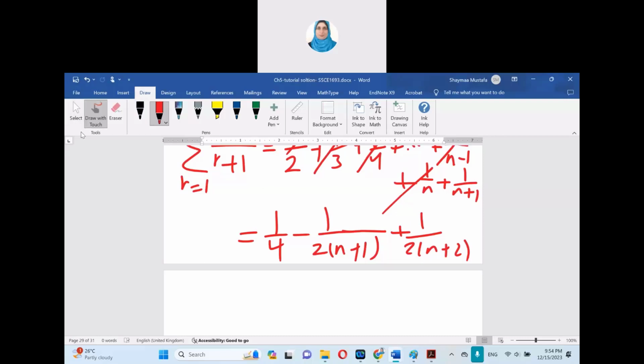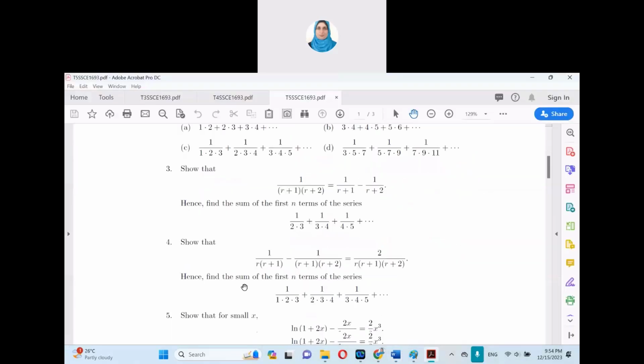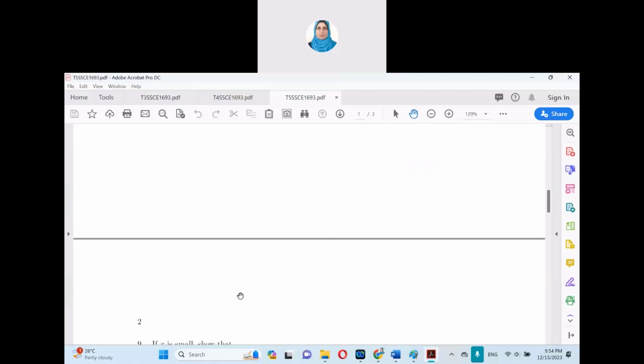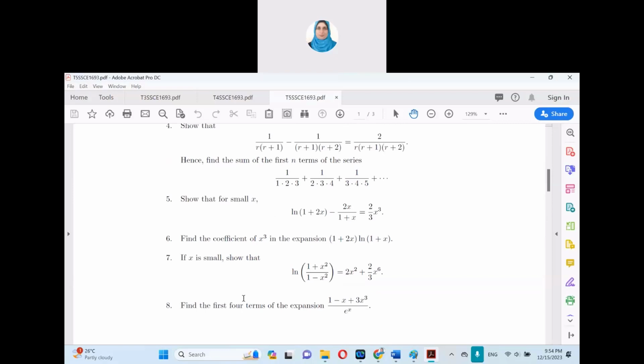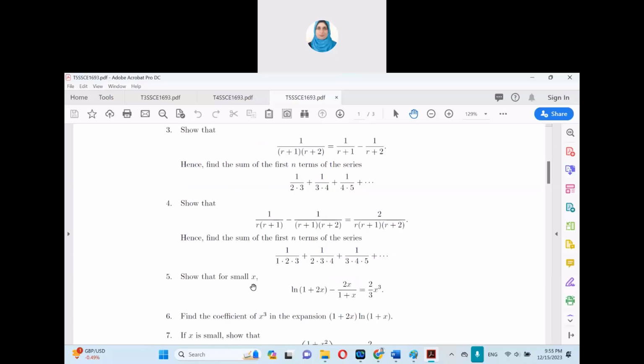Okay. Question 9. If x is small, before question 9 we have 5 and 7. Yes, we have 5 and 7. Question 5: show that for small x, the expression holds.